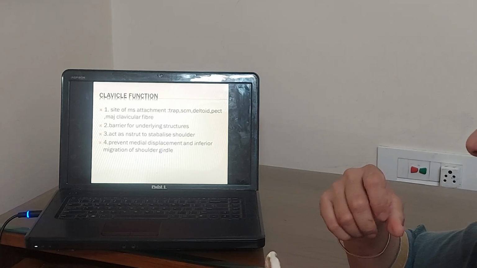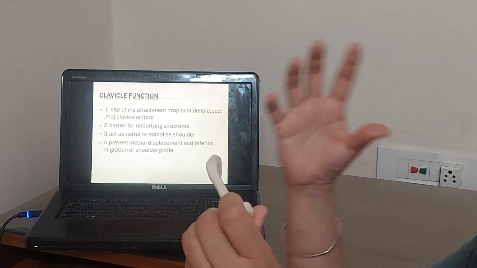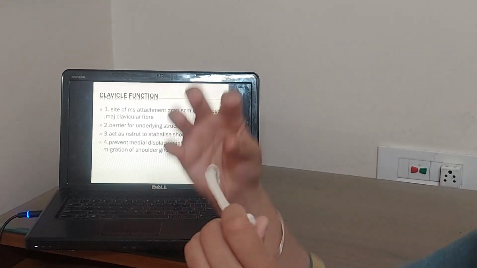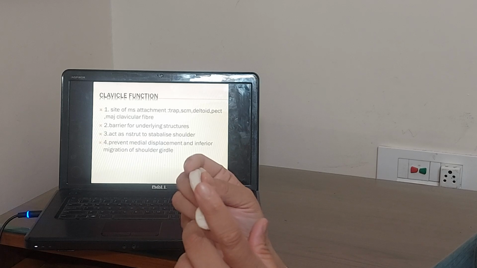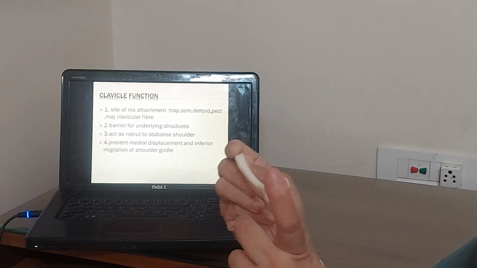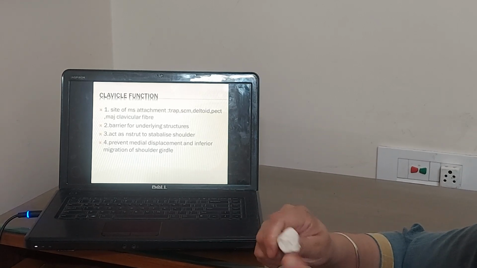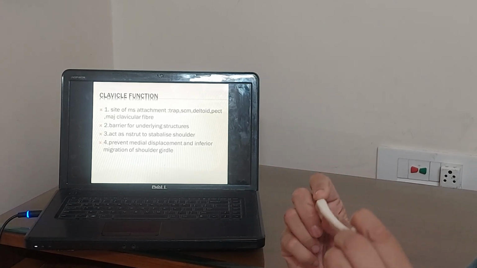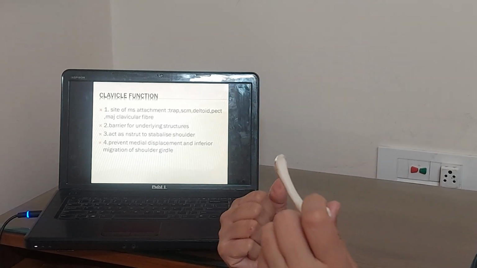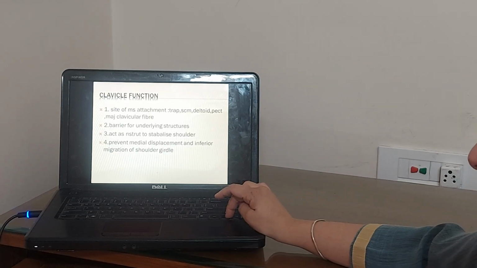Third, it acts as a strut to stabilize the shoulder. It plays a very crucial role in shoulder mobility. We will be discussing the shoulder movement in the scapulohumeral rhythm and see how it plays an important role. It holds and acts as a stabilizer for the shoulder also. It also prevents the medial displacement and inferior migration of the shoulder. So this is a horizontal bone and it prevents the inferior gliding as well as the medial displacement of the shoulder girdle itself.